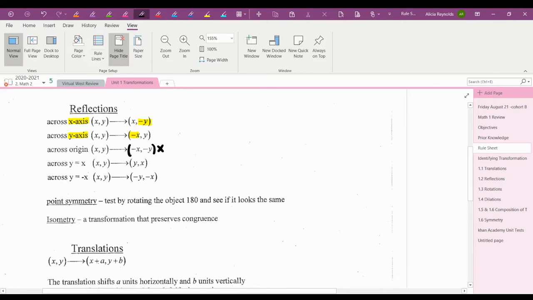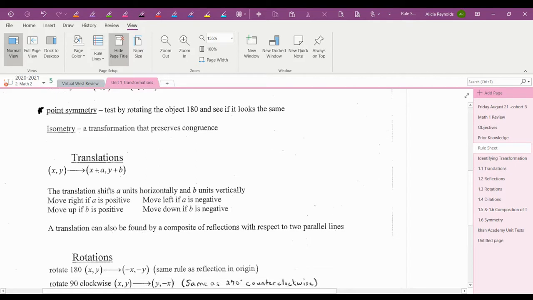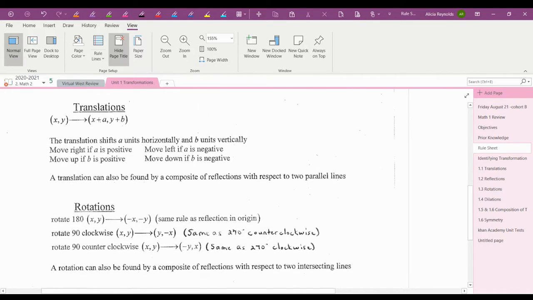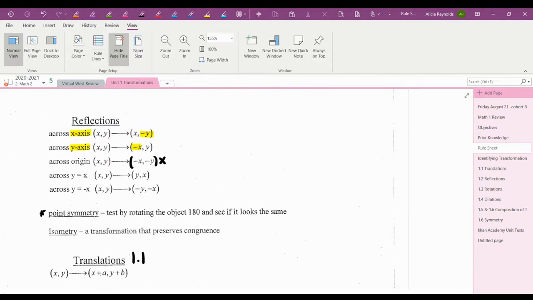So we have a point of symmetry. Test by rotating an object 180 degrees and see if it looks the same. We'll discuss symmetry in the second half of this unit. Isometry preserves congruence. So it's not going to change any of the side lengths or angles, also known as a rigid transformation. So translations, this is where we're starting. This is 1.1. Reflections is 1.2.